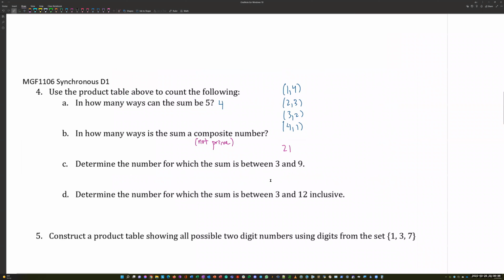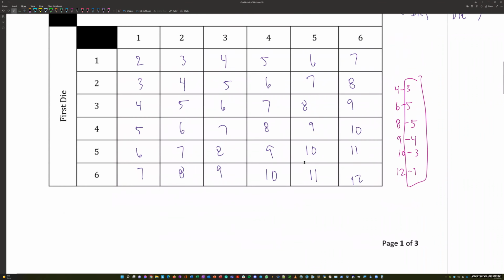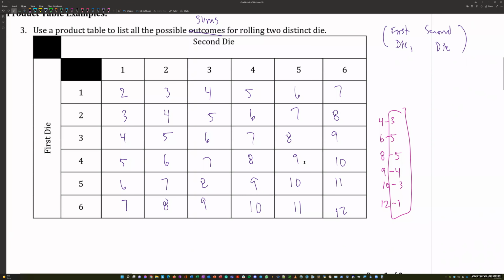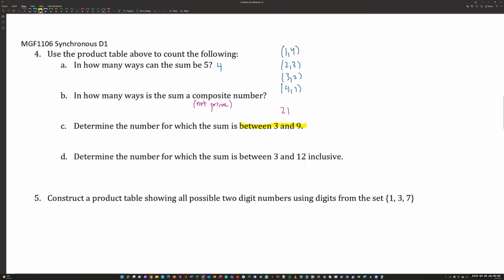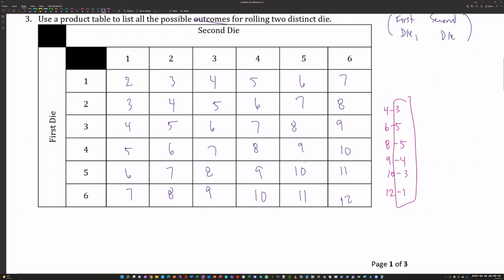All right. It says, determine the number for which the sum is between 3 and 9. I'm going to do this one slightly differently. Sure, we could just go and count all of this stuff. Oh, wait, excuse me, I've got to be careful here. It says between 3 and 9. That really means from 4 to 8. I was about to mess that up. Does that make sense? Yep. All right, so 4 to 8.